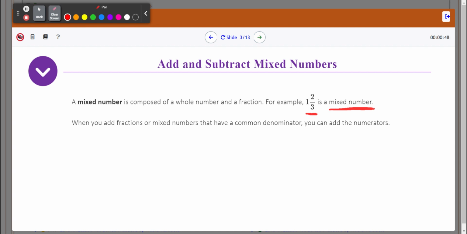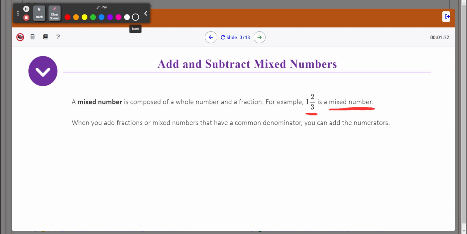In order to add and subtract mixed numbers, your first step is you have to convert a mixed number into an improper fraction. For more help, there's a video called Converting Mixed Numbers to Improper Fractions, and another video called Improper Fractions to Mixed Numbers. I highly recommend you go and watch them. They're on the same playlist, because you're going to have to do this a lot when you're dealing with larger fractions and mixed numbers. So basically, this is how you do it.